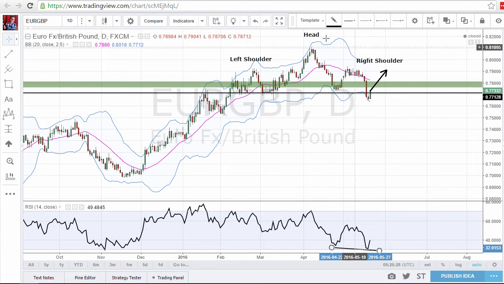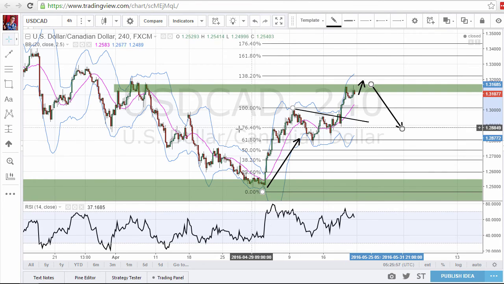So overall, this is a range market at a potential market top, and it's too early to call a reversal to the long side. The most likely scenario would probably be a push higher and then a move lower. But what often happens also is that we see the head get taken out and then potentially lower moves. So that's two things I'm watching this week, the Euro British Pound and the US Dollar Canadian.